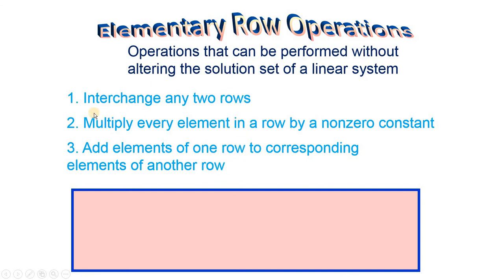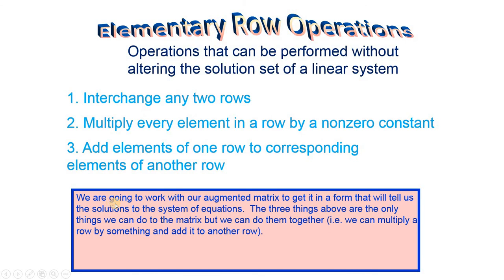Sometimes we use operation 2 and operation 3 at the same time. We are going to work with our augmented matrix to get it in a form that will tell us the solutions to the system of equations. The three things above are the only things we can do to the matrix, but we can do them together. That is, we can multiply our row by something and add it to another row.